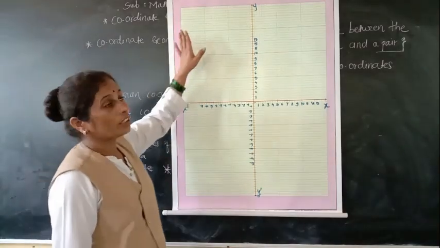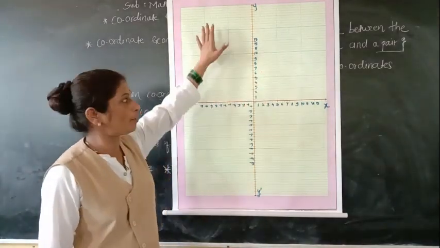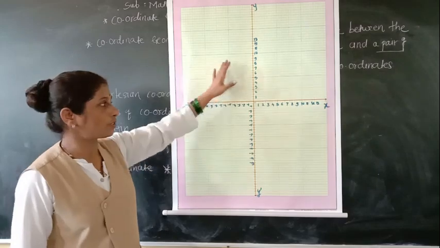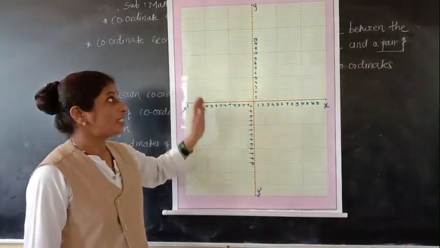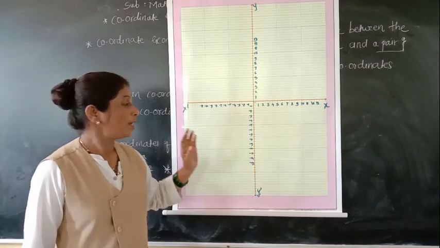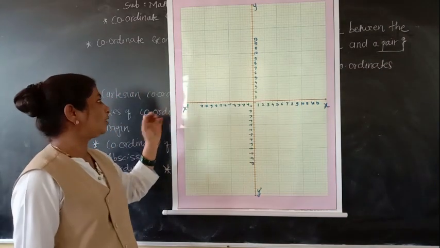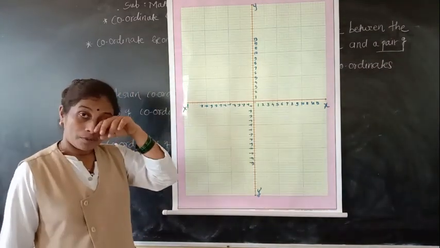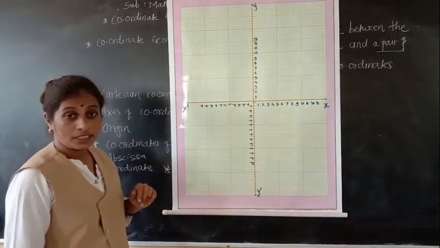Now see, this is your graph paper. Everyone knows about this graph paper. This graph paper is called the Cartesian plane. Okay, so first we will see Cartesian coordinates. Your first term in that is Cartesian coordinates.